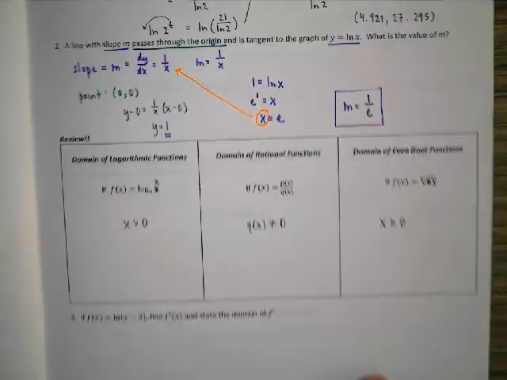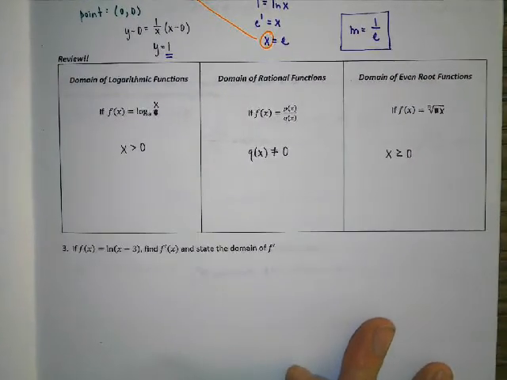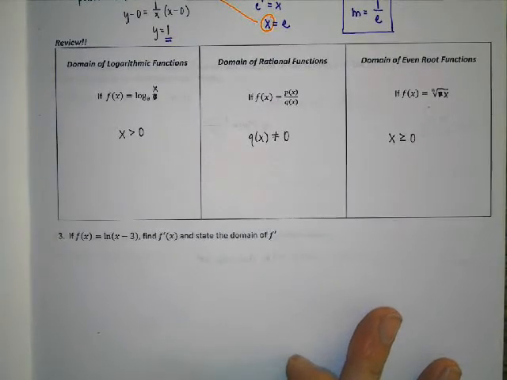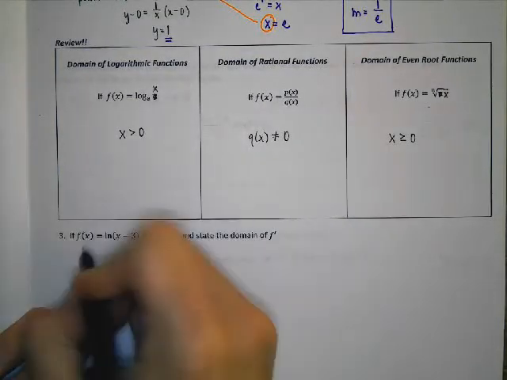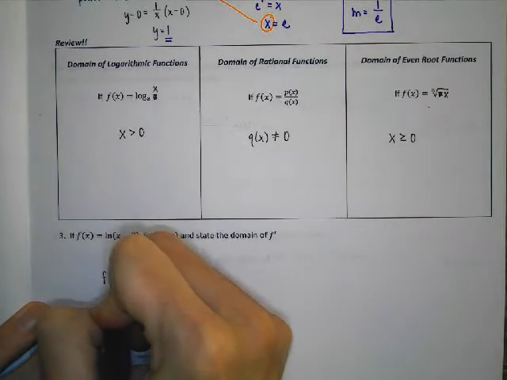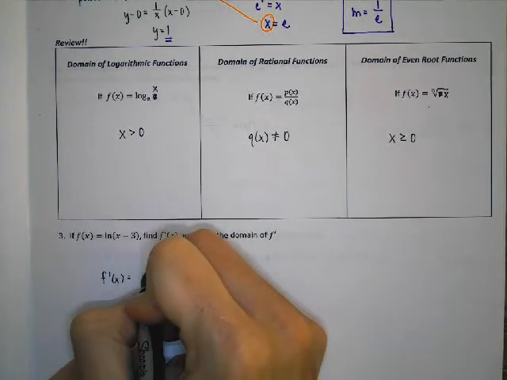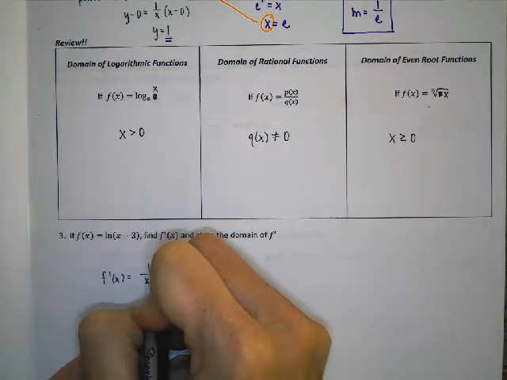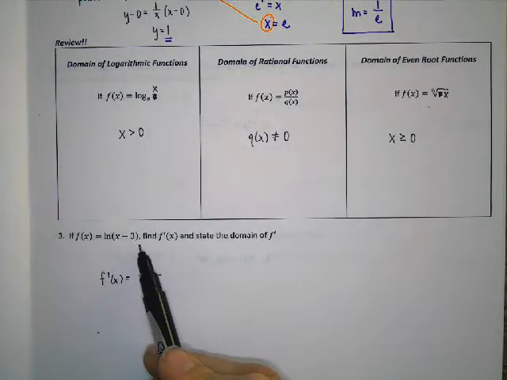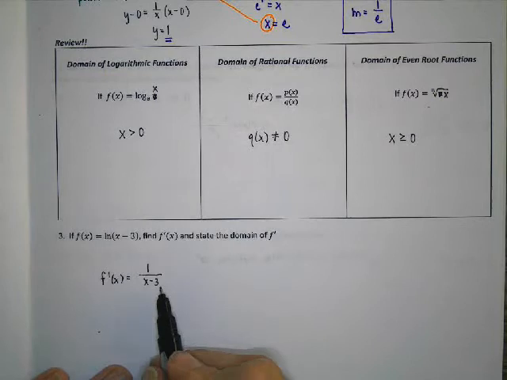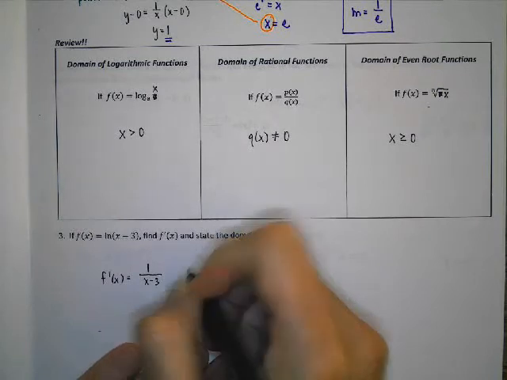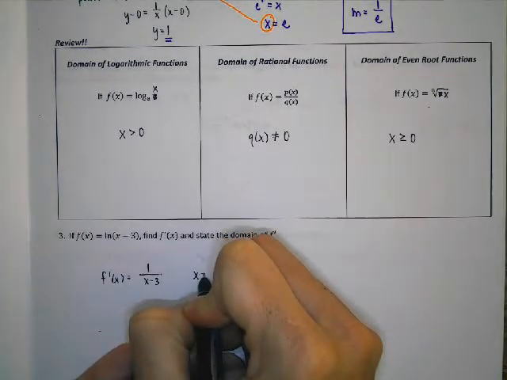So here's the type of question that we might see. For number 3, it says f of x is the natural log of x minus 3. It wants us to find f prime of x and state the domain of f prime. So finding f prime of x is easy. This is natural log, so I just have 1 over x minus 3. And since the derivative of my inside function is just 1, that's my derivative. So now, I know that the domain, if I'm just looking at f prime of x, I know here that the x cannot be equal to 3.